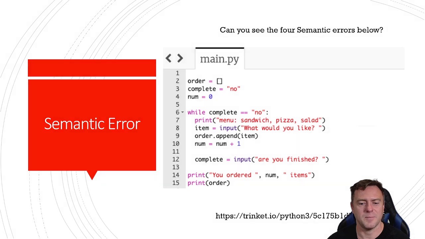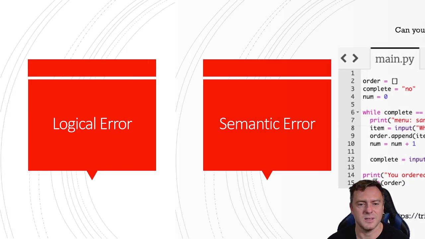So if we wanted to fix that, you could go through and change it. So we're going to set complete to no, num is equal to 0, and then num is equal to num +1, and then we're going to print out you ordered num items. So that is the semantic error.